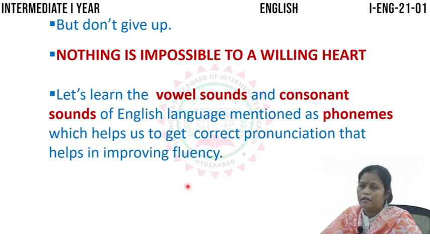But looking at this picture, you should not give up, because nothing is impossible to a willing heart. You have to learn the special features present in the language. And in English, along with the letters, we need to concentrate on sounds. So we have vowel sounds and consonant sounds, which are called phonemes, to get the correct pronunciation, and it also helps in improving our fluency of the language.